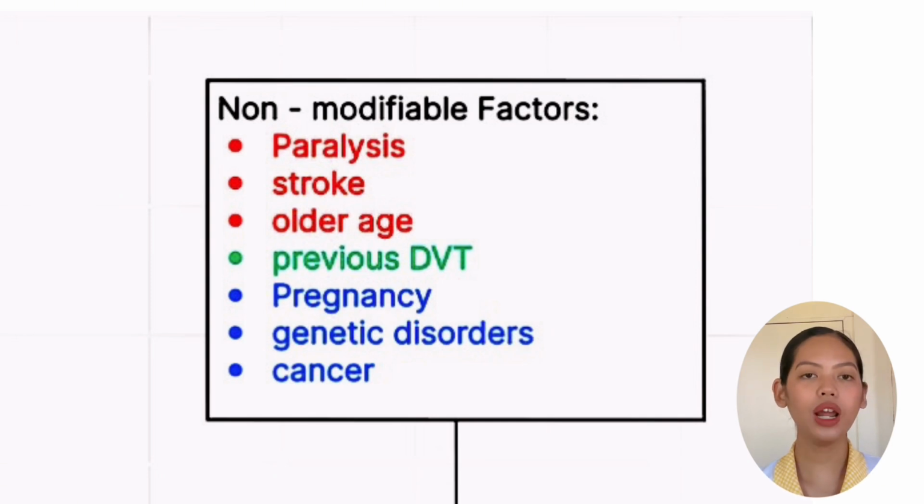And then we have pregnancy. So the hormonal changes during pregnancy and the pressure on the veins make the blood more likely to clot. And then we have genetic disorders. So conditions like factor V Leiden increase the tendency for clotting. And lastly, we have cancer. So some tumors release substances that can trigger blood clotting.